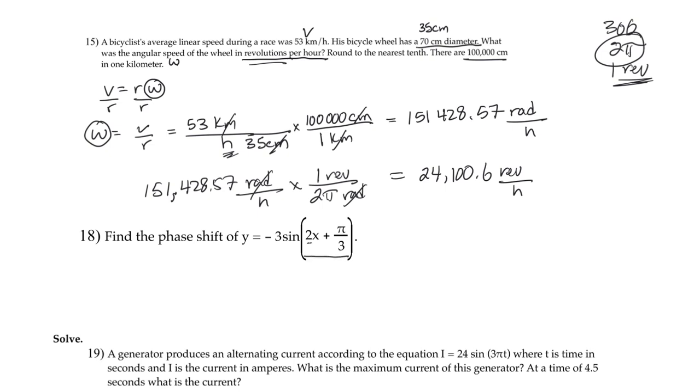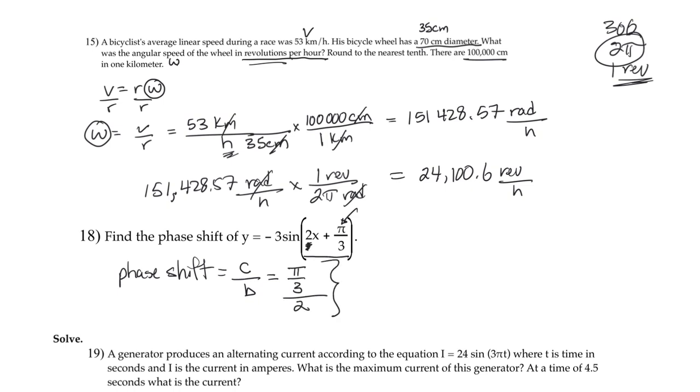This 2 is not factored out. So in order to know the phase shift, I'm going to have to use this formula. So the phase shift is whatever C is divided by whatever B is. The C is this one, so it's pi over 3, divided by, I'll write it like this, divided by whatever B is, and that's the 2.